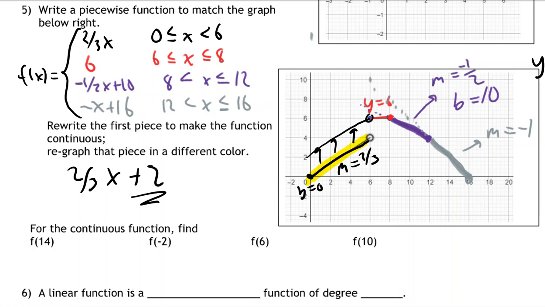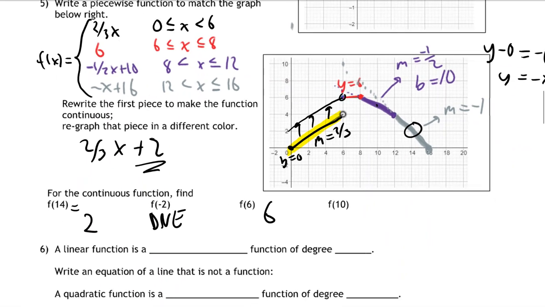Okay, and then finally, for this continuous function, now that we've pushed this up, find these values. So f of 14 is asking for the y value when x is 14. It looks like it's 2. When x is -2 would be over here. Graph does not exist. When x is 6, looks like we have a y value of 6. And when x is 10, boy, I don't know. I think it might be 5.